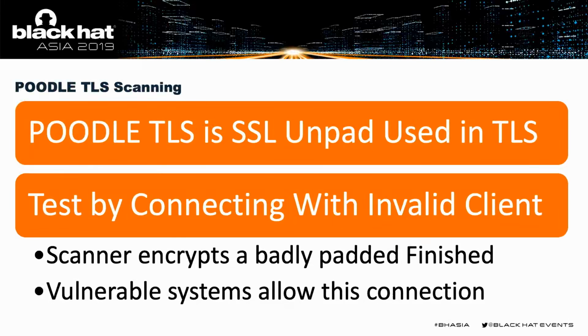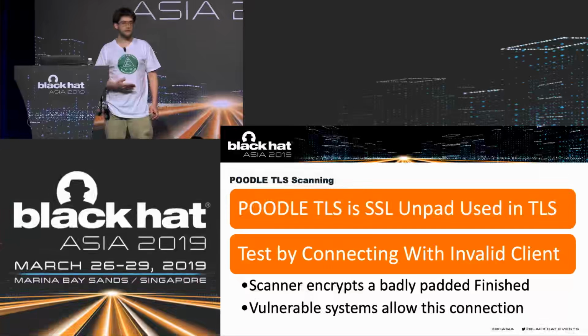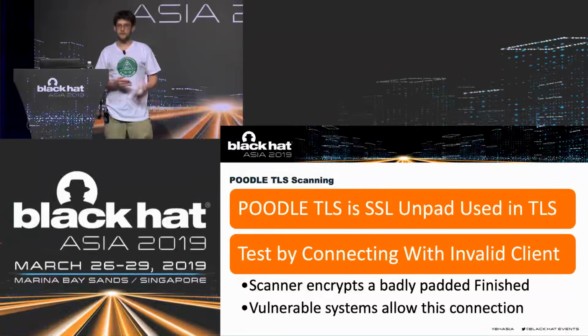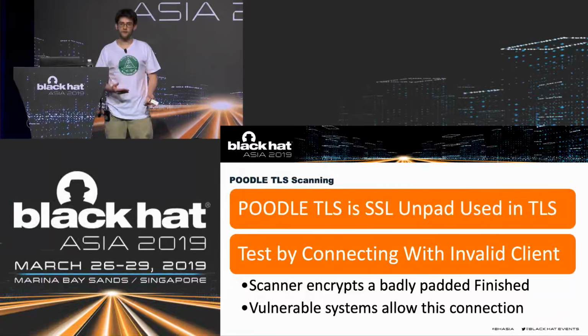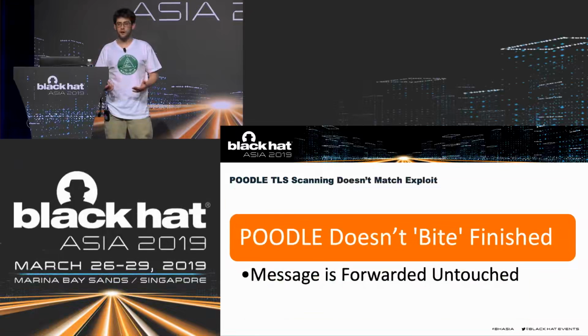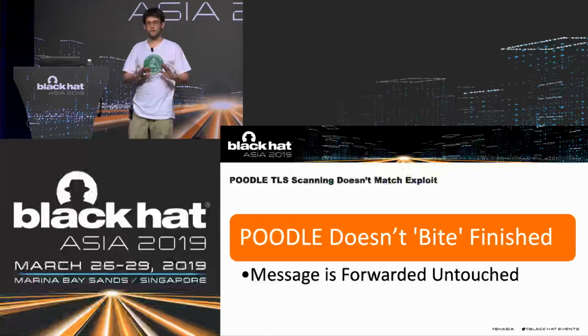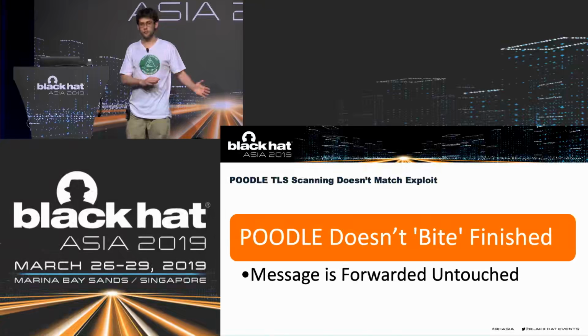The way that people would test for this is obviously to just take a client, make the client use the SSLv3 padding functionality, and see if you're able to connect to the server. If you're able to connect to the server using that SSLv3 padding mechanism, it means that the server has not actually validated the padding on your finished message, which probably means that they're just using that SSLv3 unpadding function. This test is good for POODLE. The problem with it is that it doesn't match the reality of what an attack looks like.